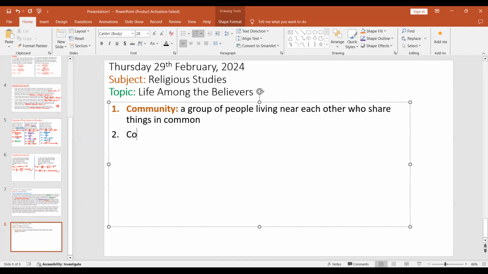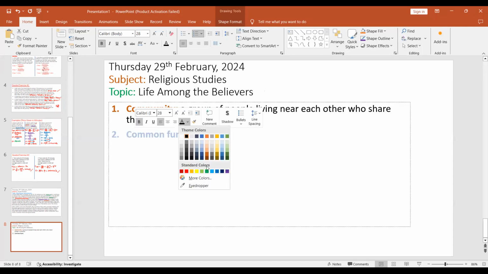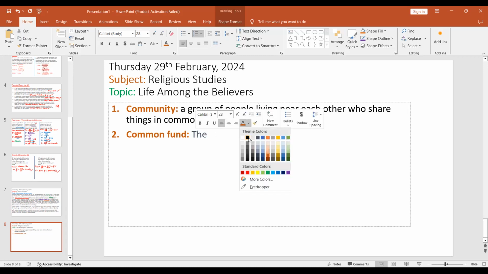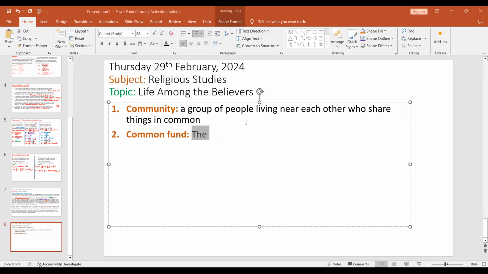Now we have something called the common fund, and among the believers, the common fund is basically pooling resources, right? When I was your age, I didn't understand what they meant by pooling resources. Is it like a pool? No, not like a pool. When we say pooling resources, we mean bringing together a bunch of resources, combining different resources so that everybody is taken care of, right? So that's what I mean by the common fund. They combine their money in a way that everybody could find something.